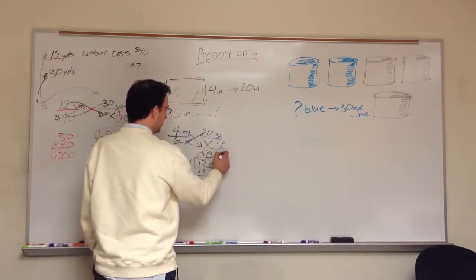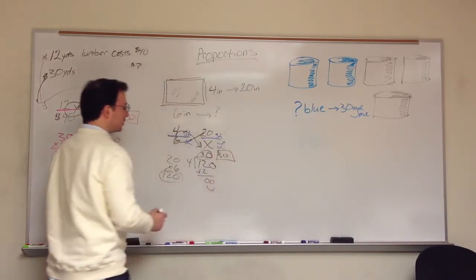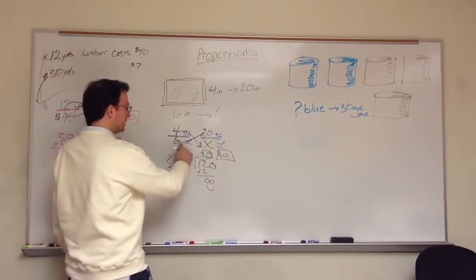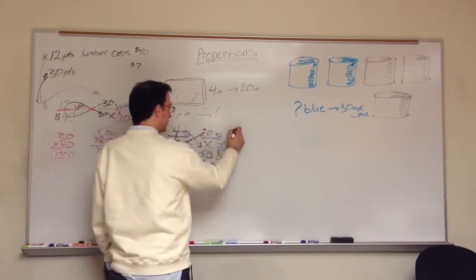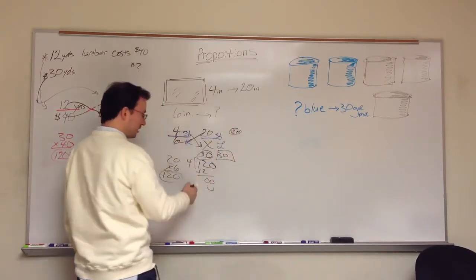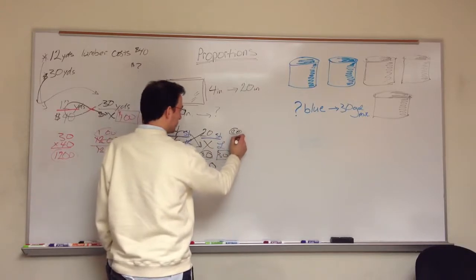And let's see if that works. The way to check it again is to do the cross-multiplying thing. 6 times 20 is 120. And 4 times 30. 4 times 3 is 12. Add the 0, it's also 120.